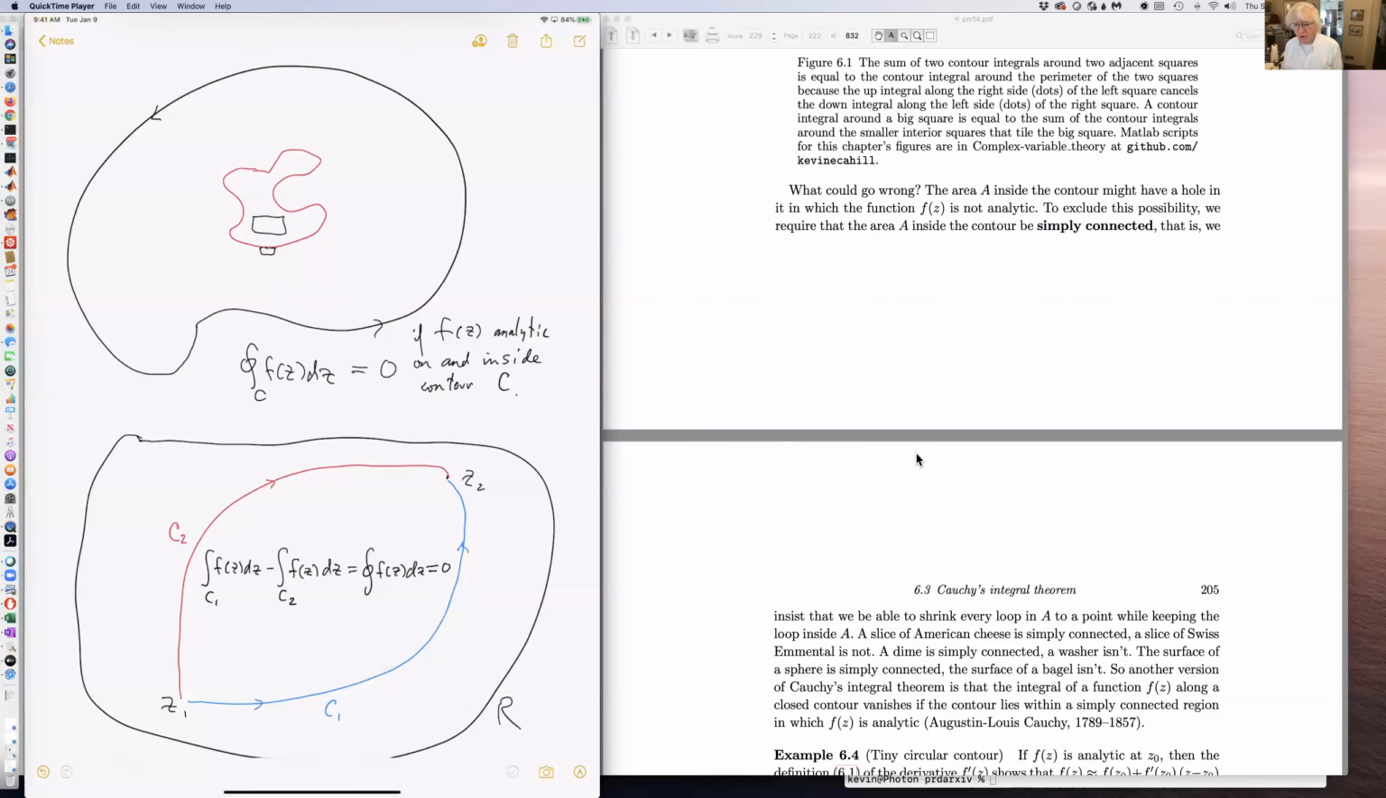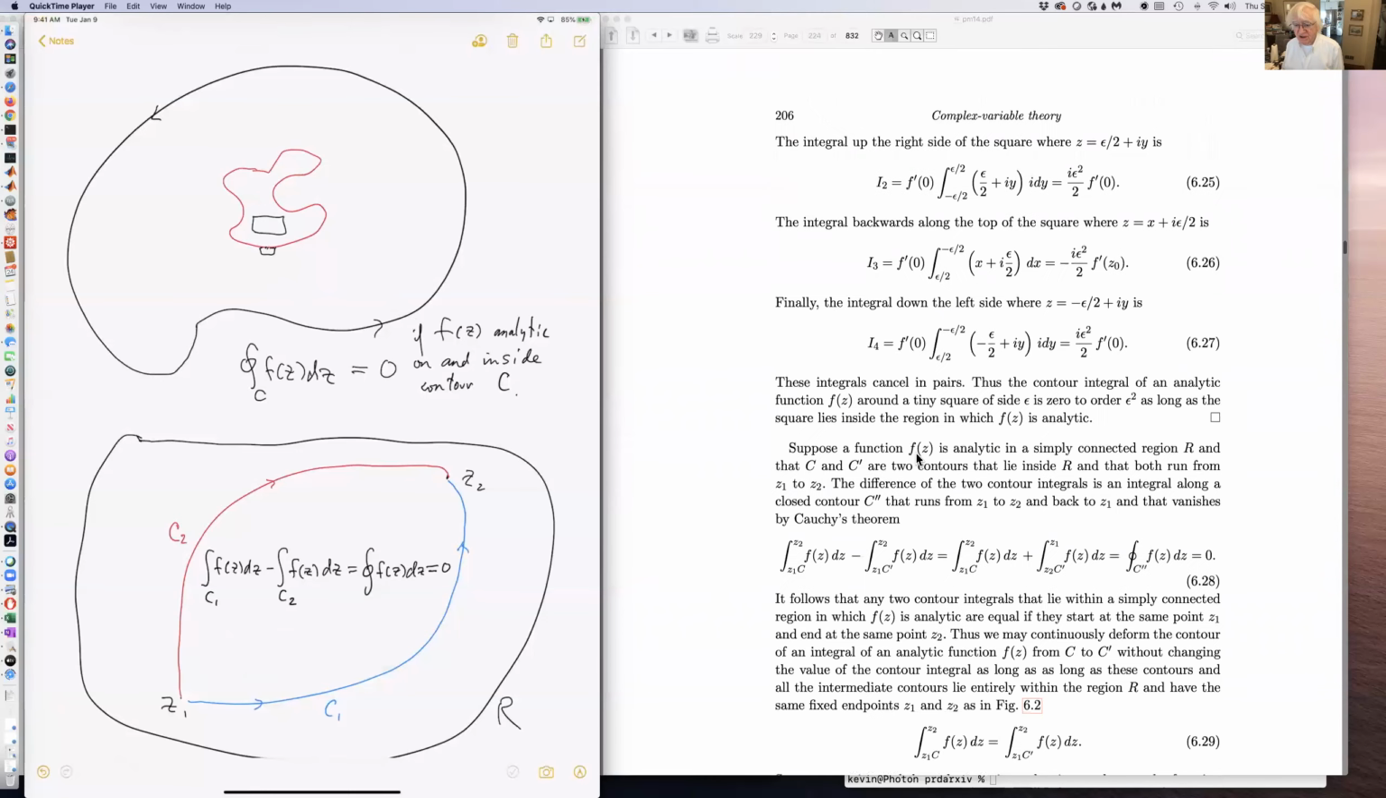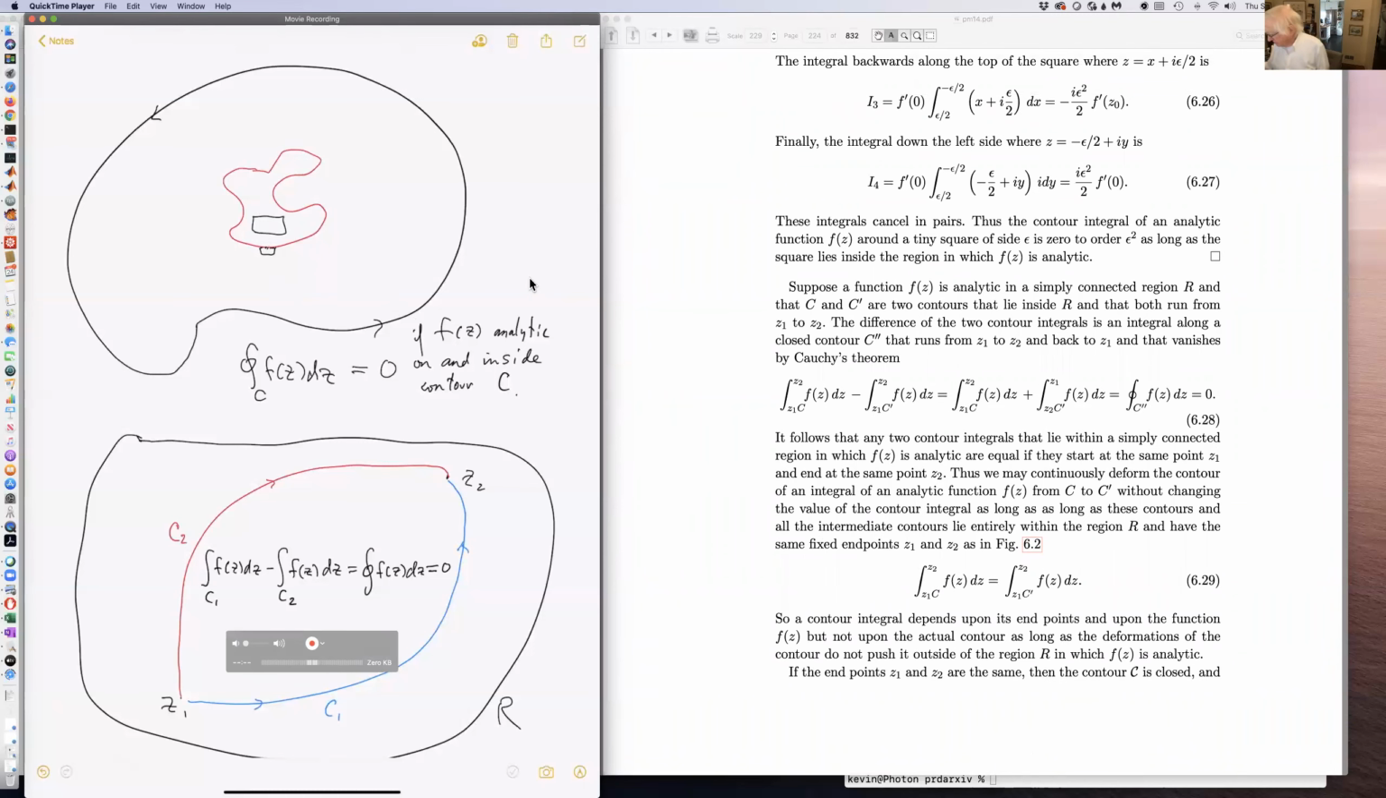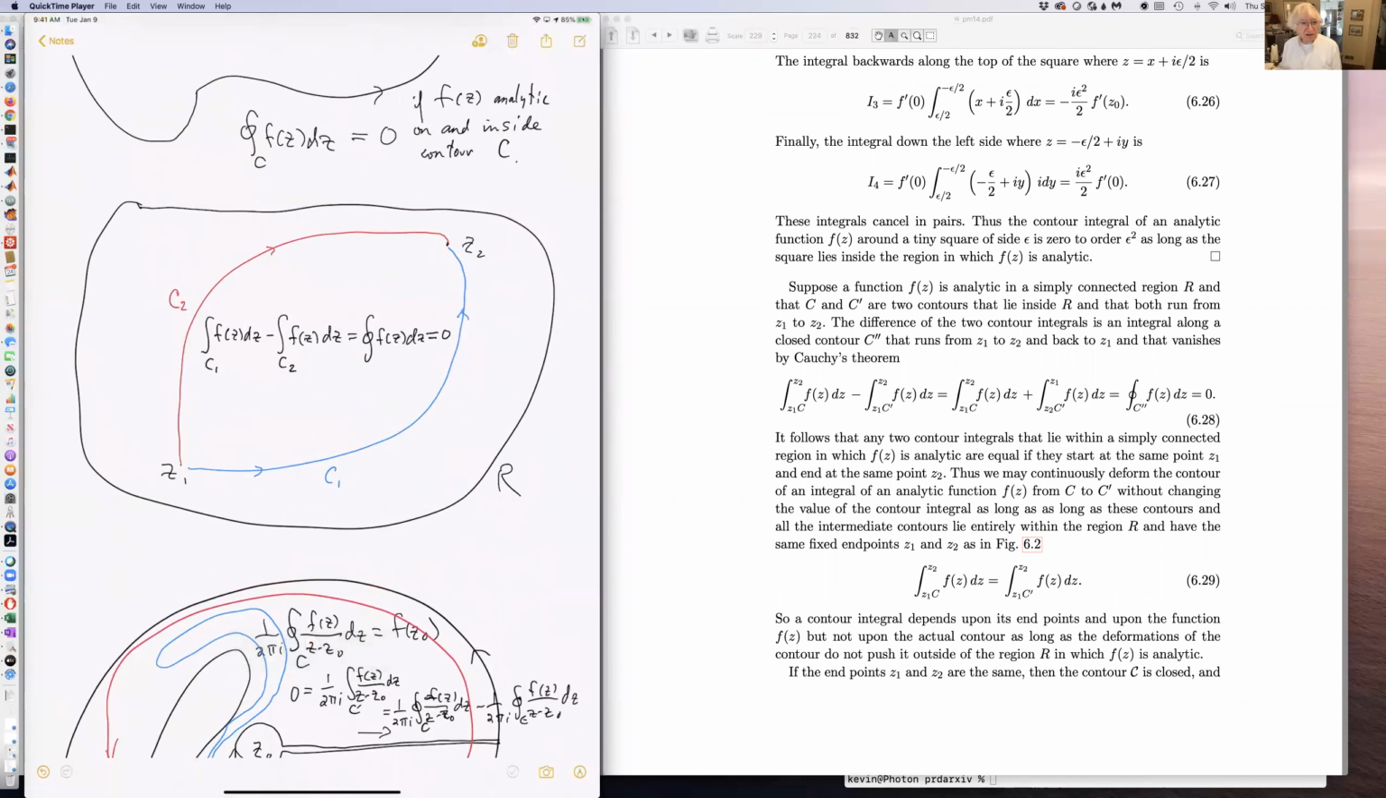So basically what we wind up with is Cauchy's integral theorem, which is basically just that the integral of an analytic function inside a region of analyticity with no holes, and mathematicians call such a region a simply connected region. The integral of an analytic function over a closed contour totally within a simply connected region in which the function's analytic, that integral vanishes there.